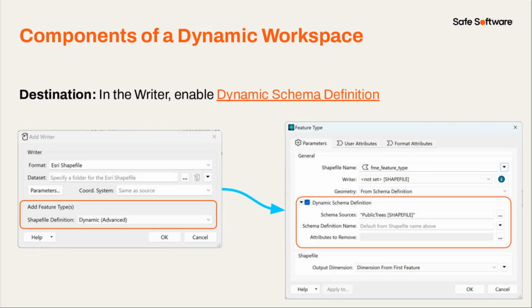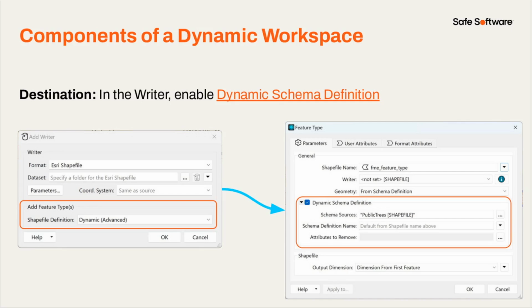On the writer side, since you can have these working independently or cohesively as one workspace, this is where the writer is configured for a dynamic schema. Similar to how you're adding your reader to the canvas and setting it to that single merged setting, with the writer, you can set it to the feature type definition called dynamic, or dynamic advanced in this case. And this is where you'll see, on the writer feature type level, a checkbox for dynamic schema definition, and you can set where that schema is actually being set from.